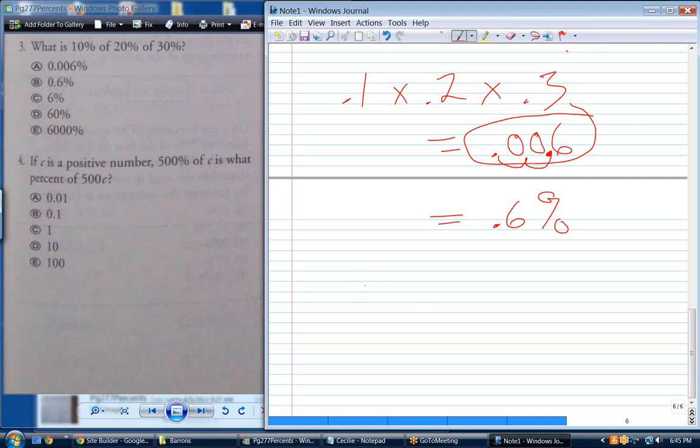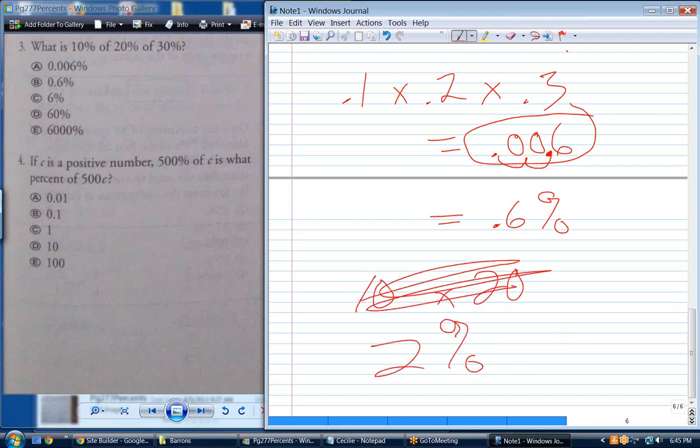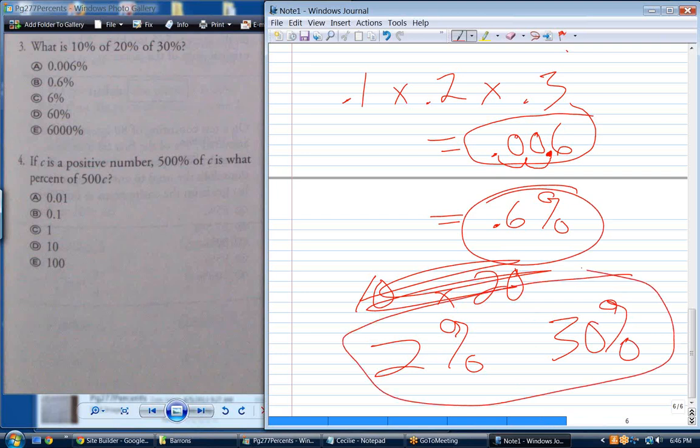You could do 10% of 20%, which is 2%. So now I have 2% of 30%. Well, 10% of 30% would be 3%. So 0.6%, I can get there by working entirely in percents. But the problem is actually more confusing because they say percent, percent, percent. And that's why I converted everything to decimal, because I know OF means multiply.